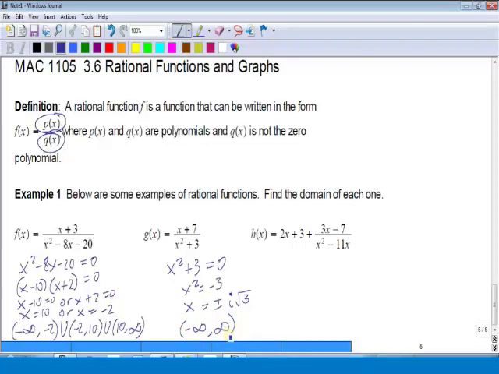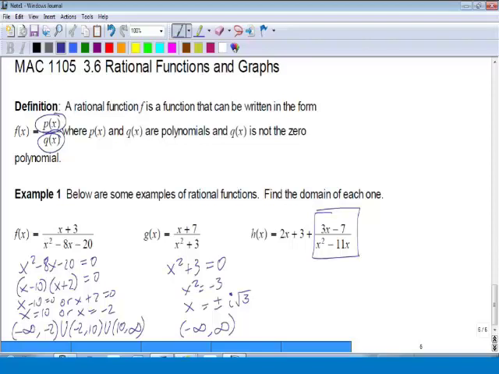The h function, I included this because it doesn't strictly fit the definition of single fraction, polynomial in the numerator, polynomial in the denominator. 3x minus 7 is a polynomial. x squared minus 11x is a polynomial. But then there's this 2x plus 3 that's added to it. The question would be, even though it doesn't fit the specific definition, could we put it in that form if we wanted to?